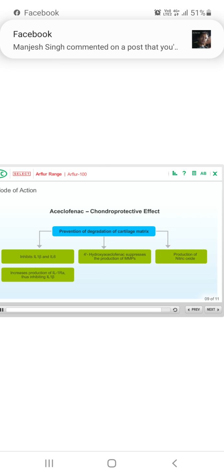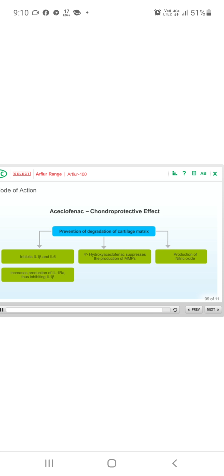Nitric oxide also damages cartilage matrix. Aceclofenac reduces the production of nitric oxide, thus prevents it.